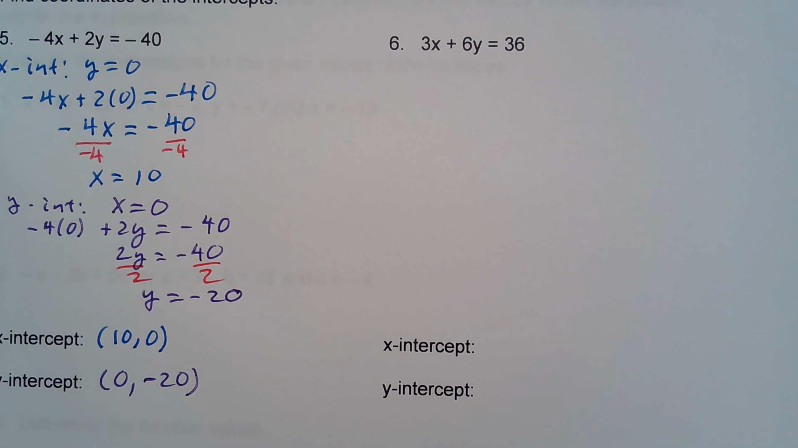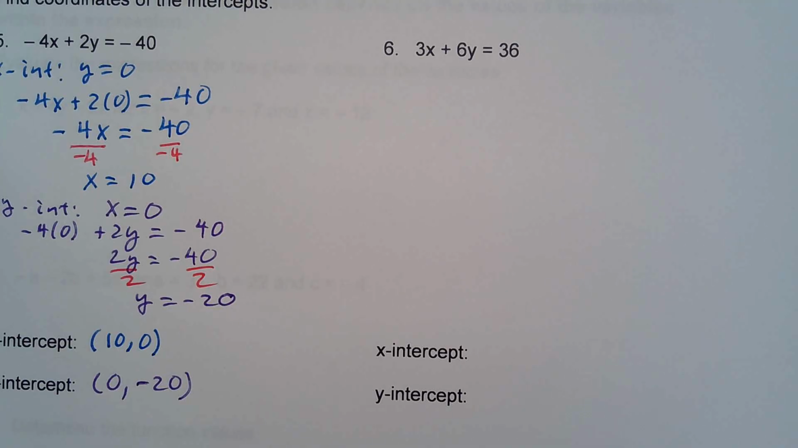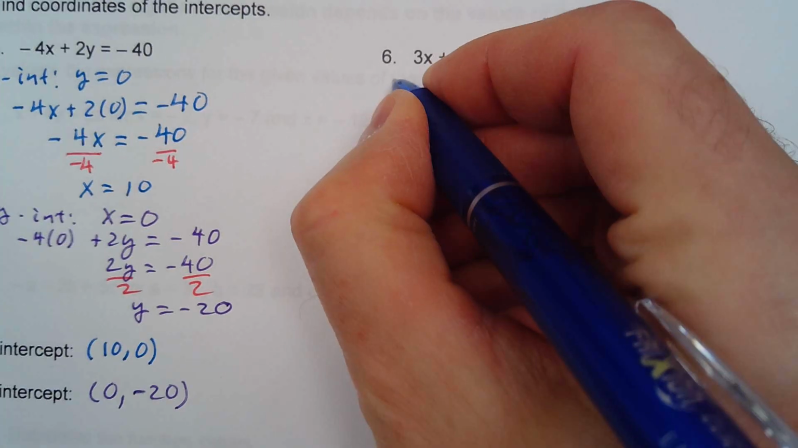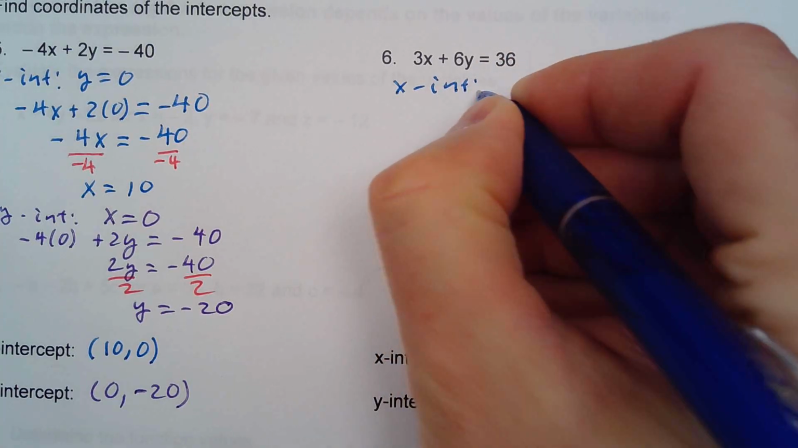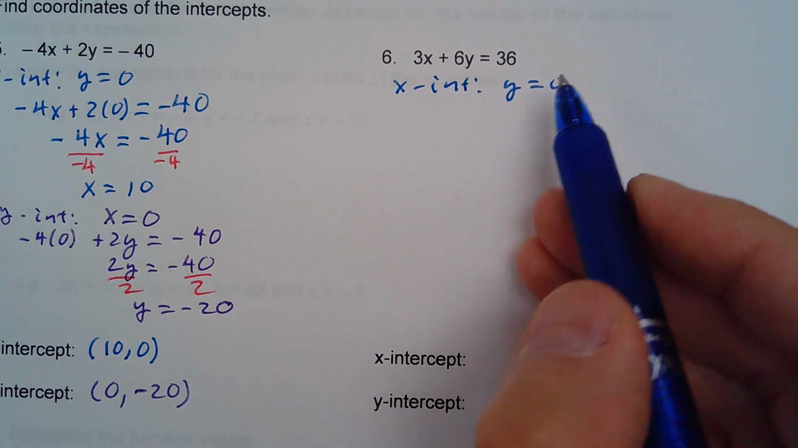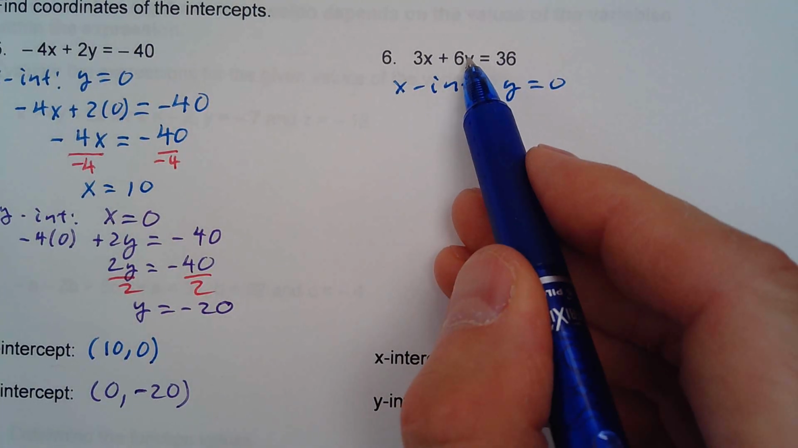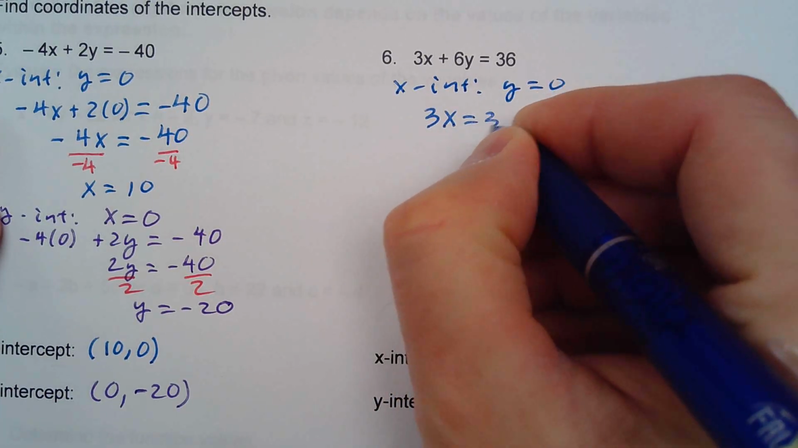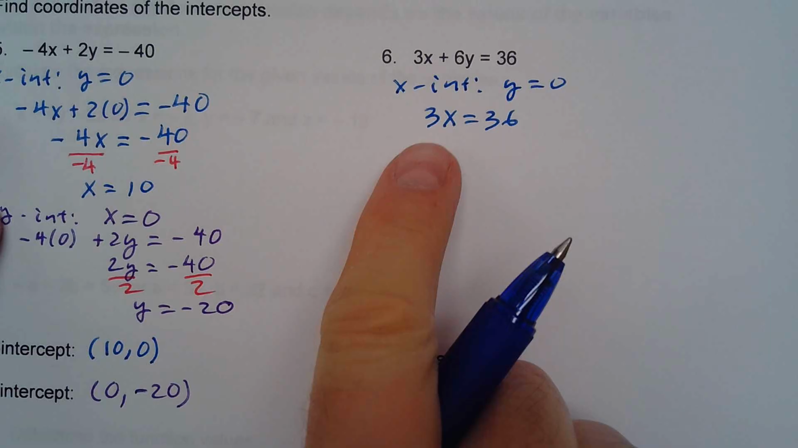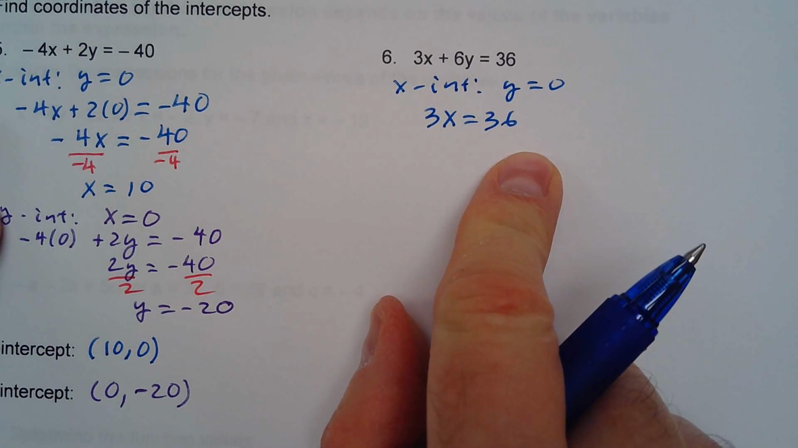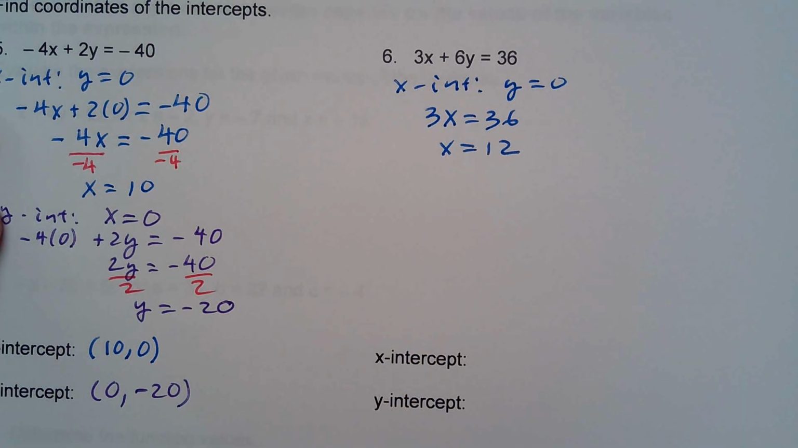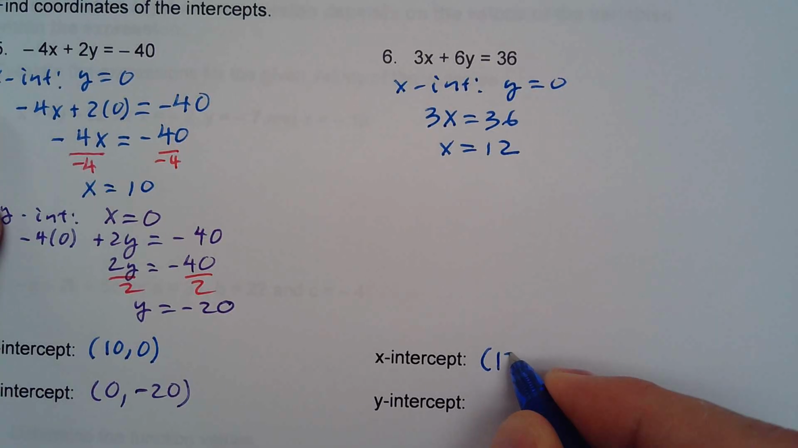Let's try this next one. So here, again, if I'm going after my x-intercept, I'm going to set y equal to 0. And that term's just going to disappear. So I'm going to kind of skip that step and just write 3x equals 36. We go ahead and divide both sides by 3. That gives me x equals 12. So my x-intercept is 12, 0.